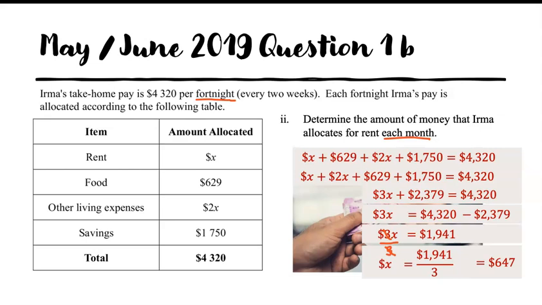So how much is allocated each month, right? We have to recognize that there are 26 fortnights in a year. So we can multiply this by 26 or find the weekly allocation by dividing it by 2, then finding the annual and divide by 12. Alright, that sounds like a lot. So let's just do it together.